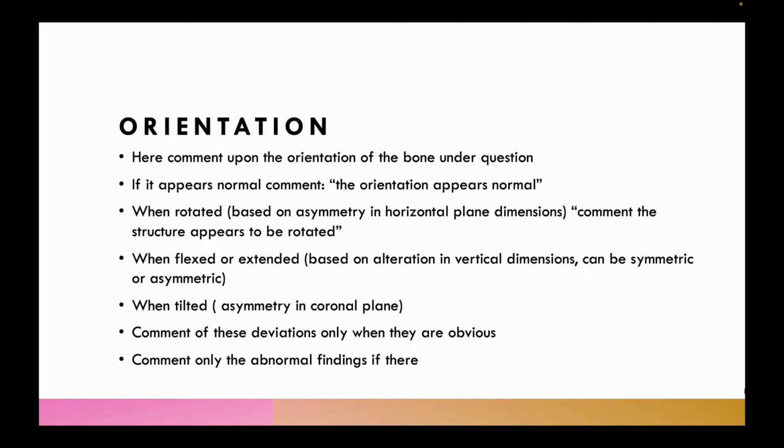Then we have to comment upon the asymmetry in the coronal plane as well. Earlier we talked about rotation in the axial plane, then flexion extension in the sagittal plane, then the tilt in the coronal plane has to be commented upon. That means we have to comment whether the pelvis is tilted upwards on one side and downwards on the other side, and whether the spine is tilted along with the pelvis or not. So that means we have to comment upon the tilt or deviation in the coronal plane.